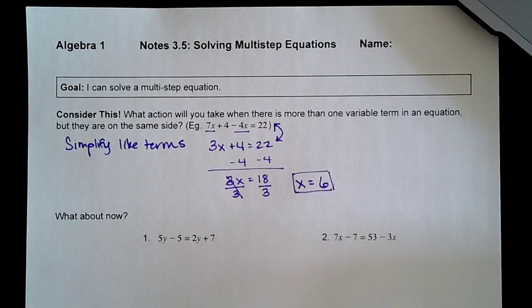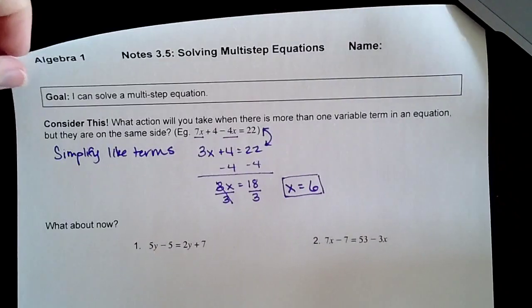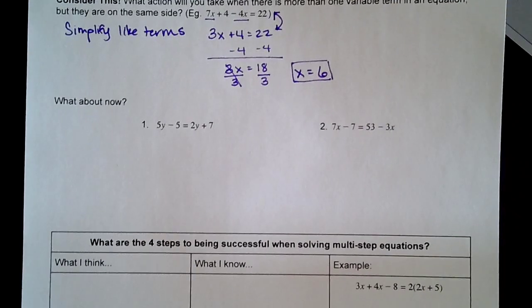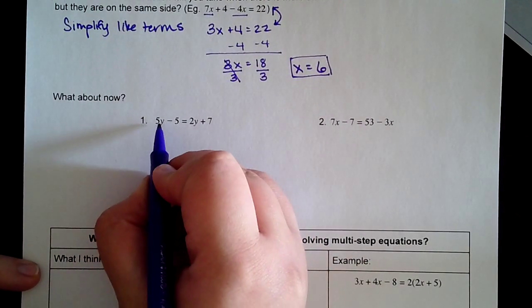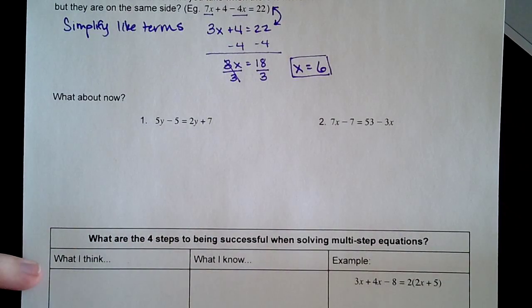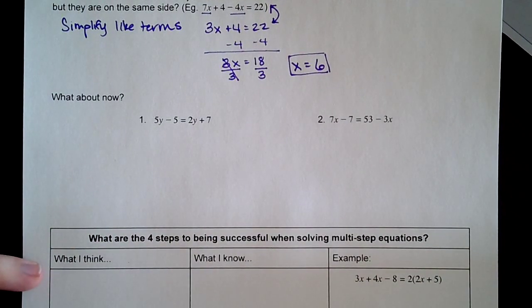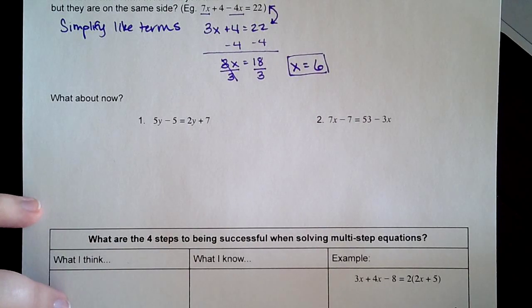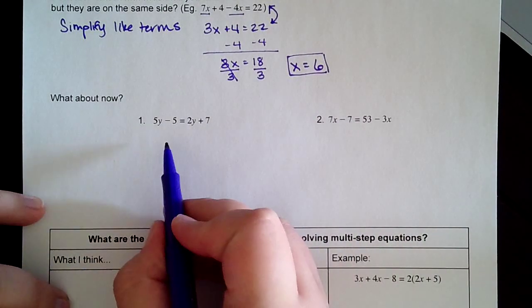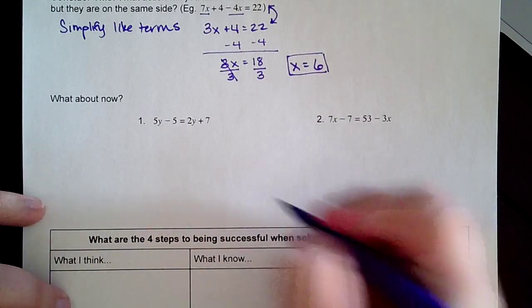But the next problems are a little bit different. Instead of having the variables on the same side, they have them on different sides. So we've got a positive 5y over here and a positive 2y over there. If we want to isolate the variable, we're going to treat this problem the same way as we have others to this point, except we have to combine like terms either on the same side or across the equal sign.